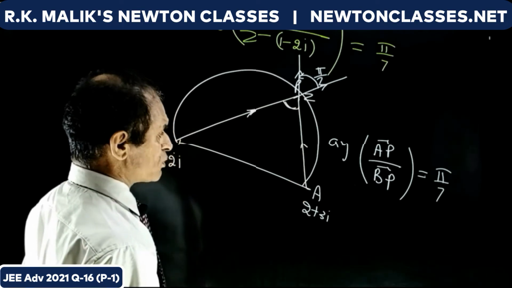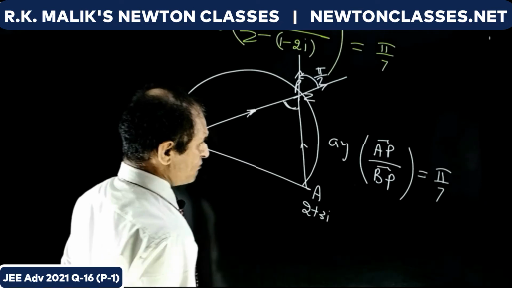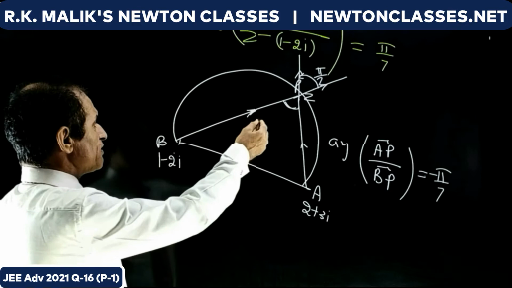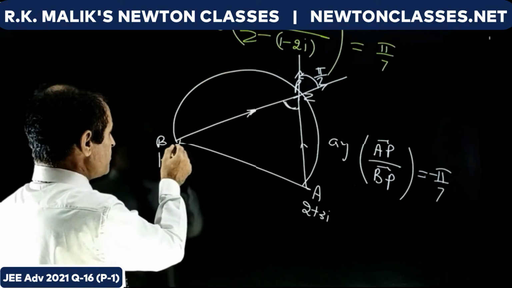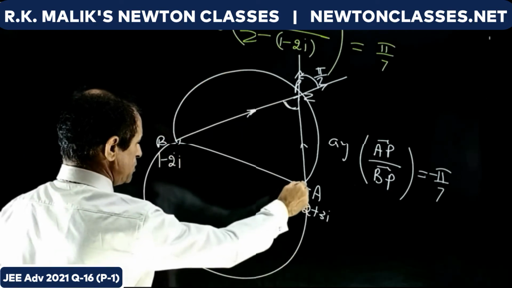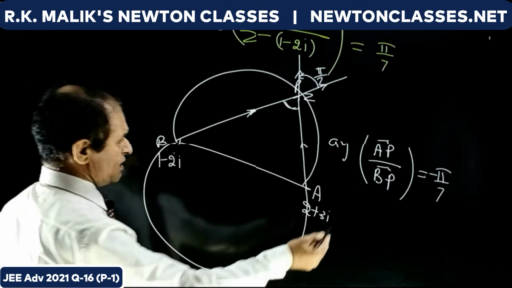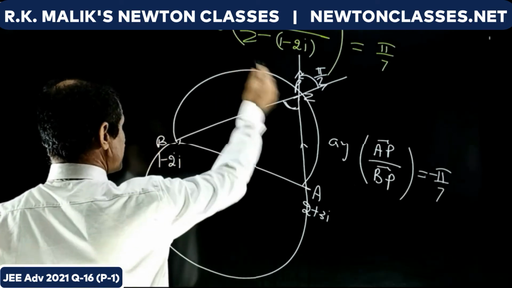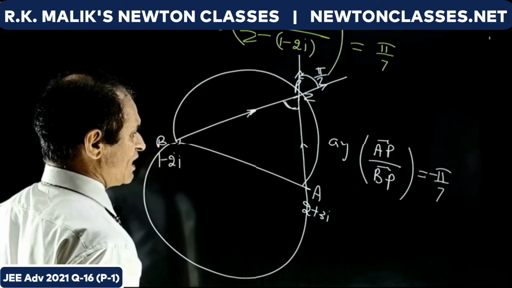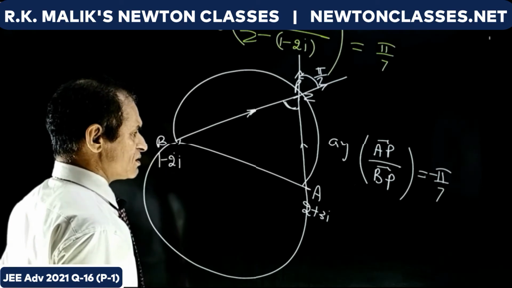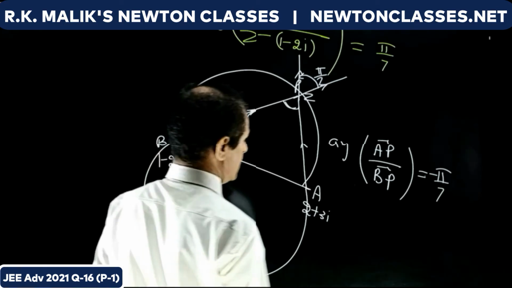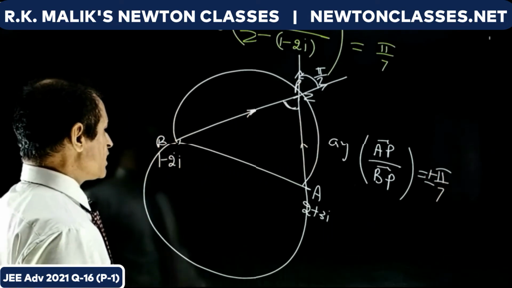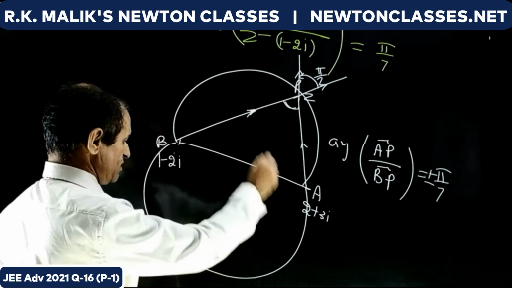One more thing to note: if the angle is minus pi by 7, then the point P will not move on this part, it will have to move on this part. It is also very clear that if the angle is acute, we always get a major arc, and if the angle is obtuse, we get a minor arc. And if by chance plus minus is given to you, then we will get two major arcs, this and this.